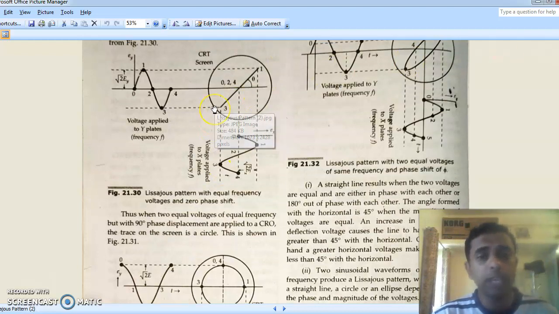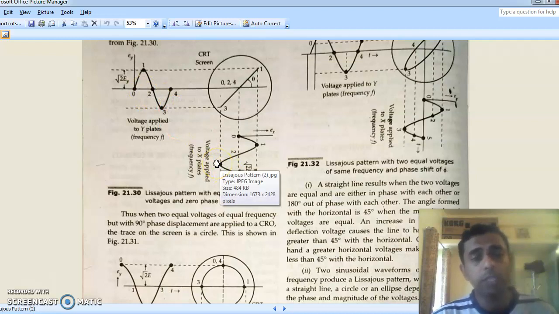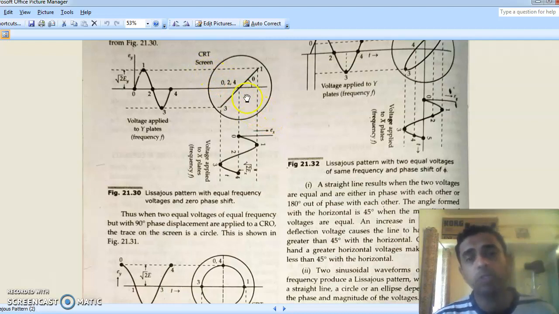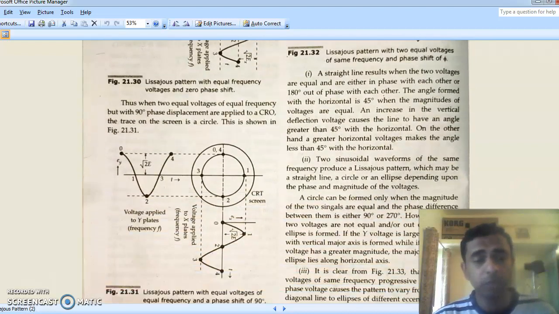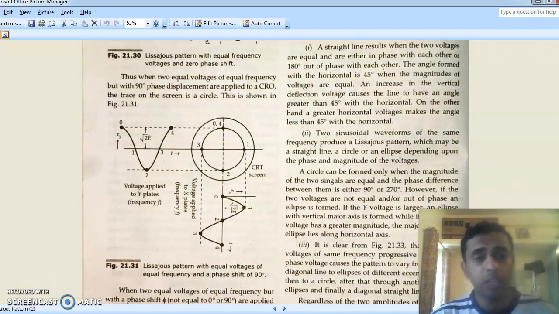Otherwise, if my two sine waves have the same voltage, same frequency, but they are phase shifted by 180 degree, then I'll get a straight line, but that will have a negative slope. Okay, that is a negative slope straight line like this. So that was the case we discussed last time, and yesterday we started with a case where the y plate signal has a 90 degree phase shift with the x plate voltage. So this is the case.